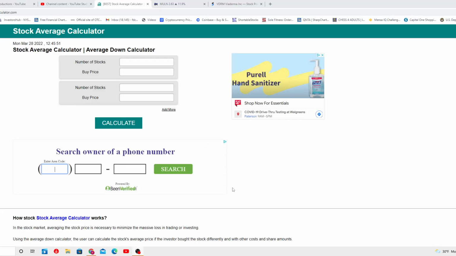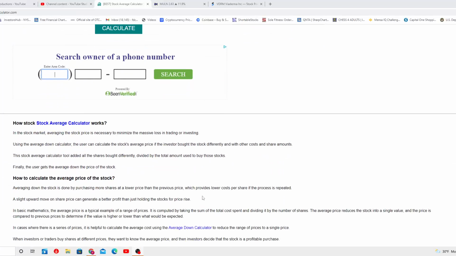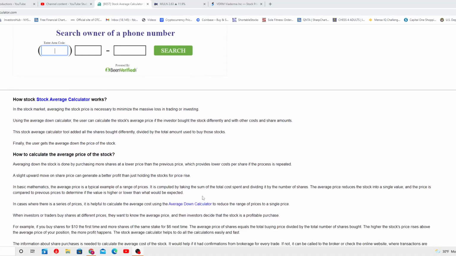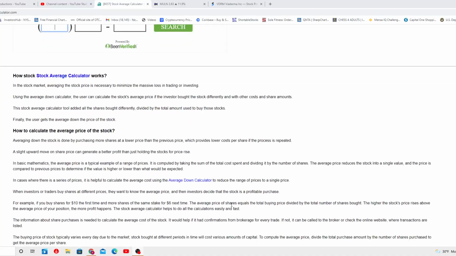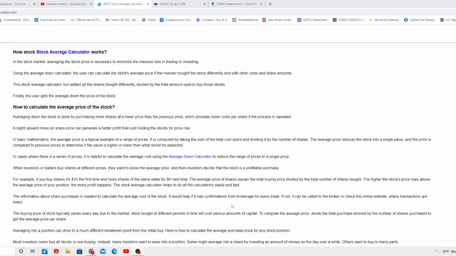But how can you use this? How does the stock average calculator work? In the stock market, averaging the stock price is necessary to minimize the massive loss in trading or investing, which is what I was trying to explain at first. Using the average down calculator, the user can calculate the stock average price if the investor bought the stock differently and with other costs and share amounts. This stock average calculator tool adds all the shares bought differently, divided by the total amount used to buy those stocks. Finally, the user gets the average down price of the stock.